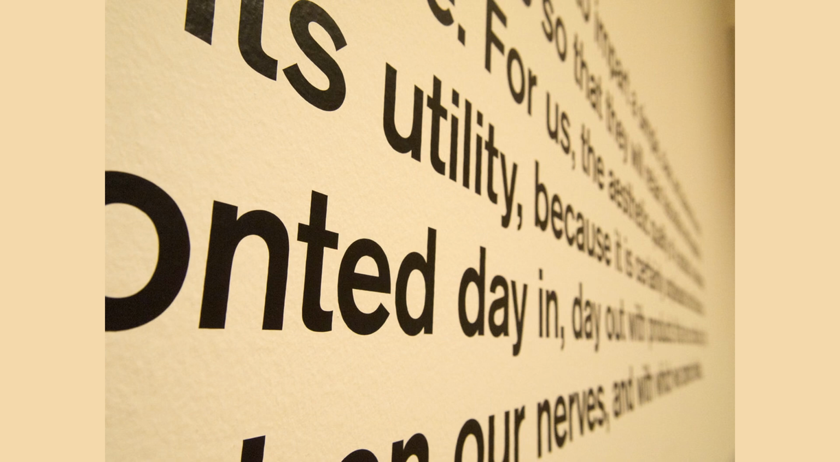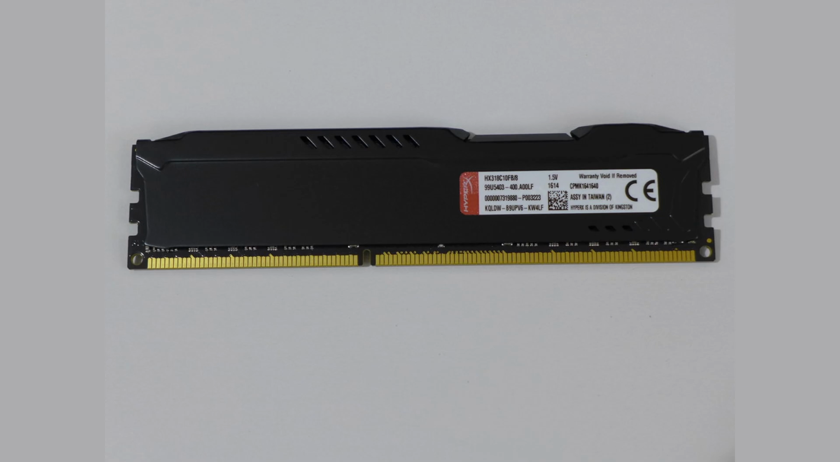In this segment, we will be discussing the different types of RAM and their functions. There are two main types of RAM, DDR3 and DDR4. DDR3 is the older type of RAM and is commonly found in older computers. DDR4 is the newer type of RAM and is found in most modern computers.